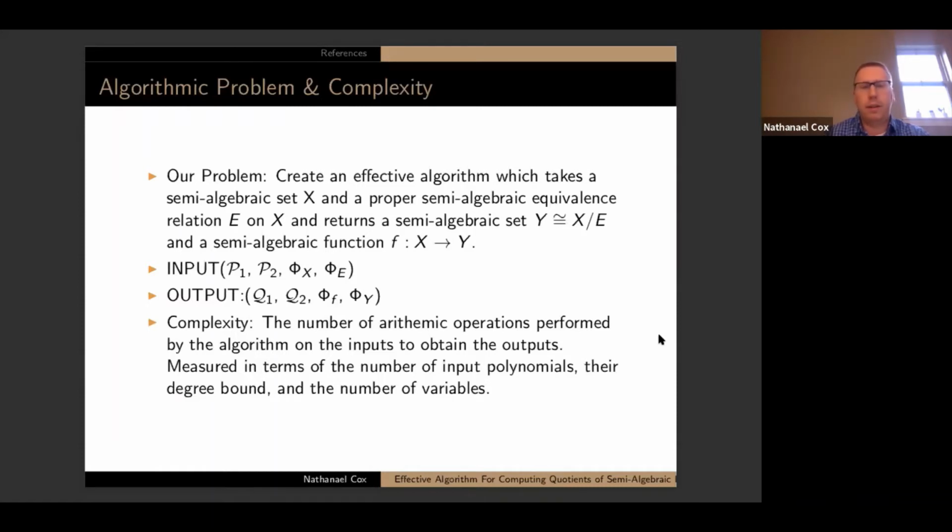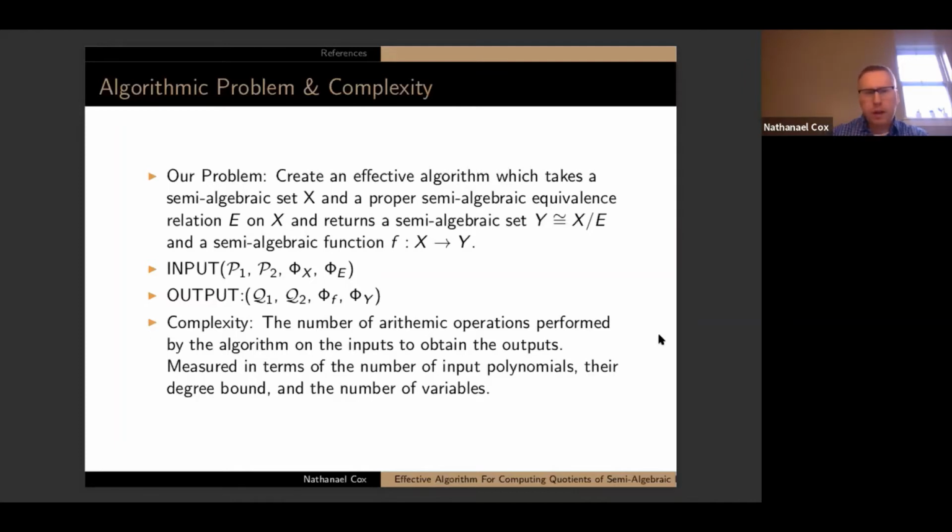And so the complexity here represents the number of arithmetic operations performed by the algorithm on the inputs to obtain the outputs. What an arithmetic operation is depends on what field you're in. Or not just field, you can look at it under rings as well. If you're in a field, you have all the operations of a field. If you're in a more general ring, you might not be able to divide, and so you might have to do more operations in that case.